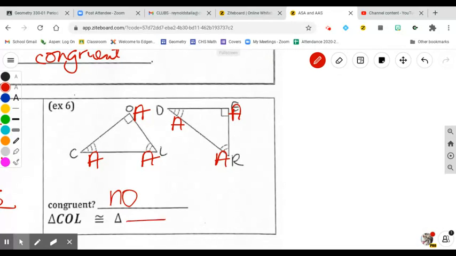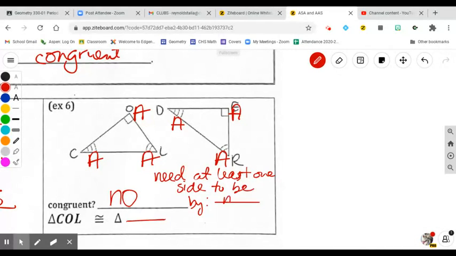Remember, you don't fill that in. If there's a by thing, you wouldn't fill that in. For the reason, let's think about why. You could just say angle, angle, angle doesn't work, I suppose. Or you could say you always need at least one side to be marked. All right, so that's our last example.